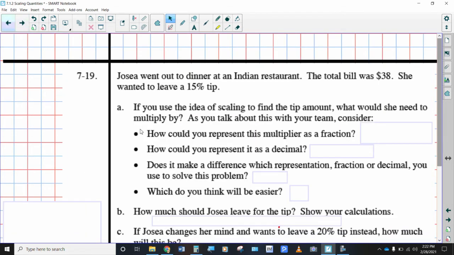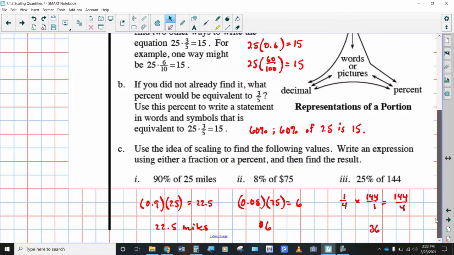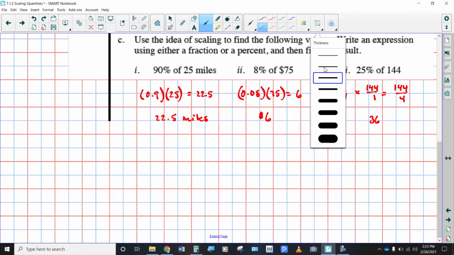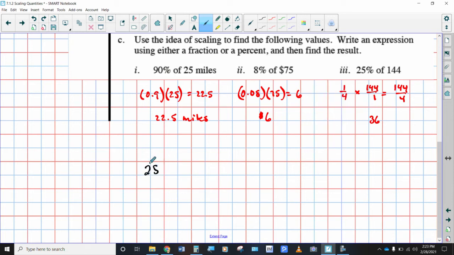Okay, hold on for a second. Let me actually go back for a second. How does this relate to what we've already learned? Well, remember, if we were to use the percent proportion, let me just do this one and I won't do the other two. 90% of 25 miles, the total is 25, so we would put that in the denominator. 90% is the percent, so we would put this up here, and it's this number that we're trying to figure out.